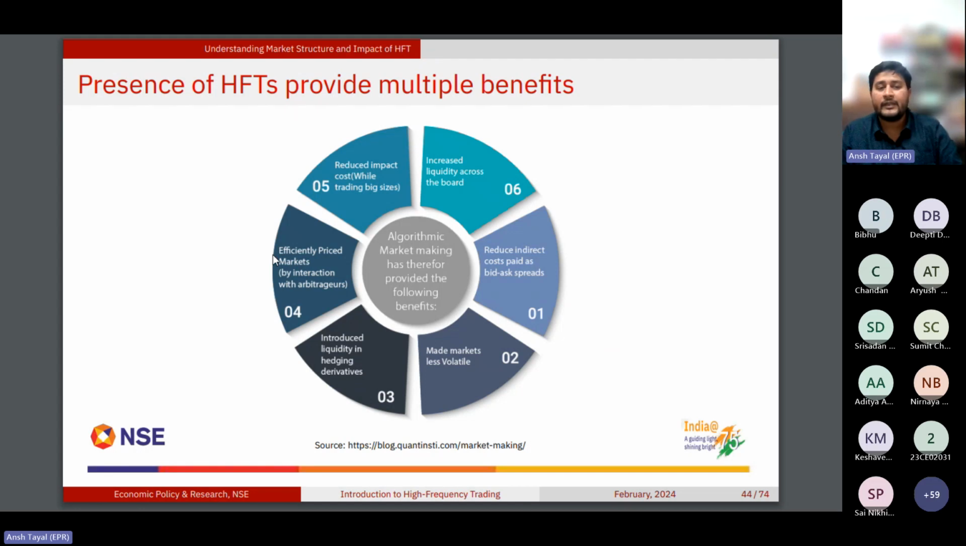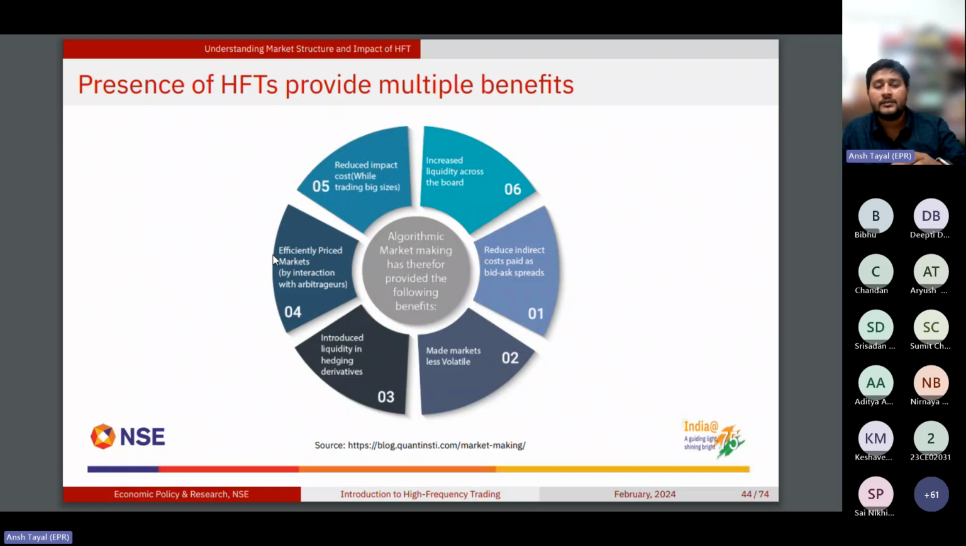So people have claimed that the presence of HFT has reduced this bid-ask spread. So there's more liquidity in the market. More orders mean more liquidity, reduced impact cost. Impact cost is a very important concept in this area, which I'll talk about in EPR projects as well. Impact cost is the cost that you are paying for buying something.